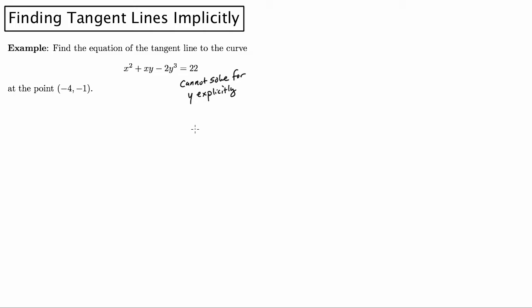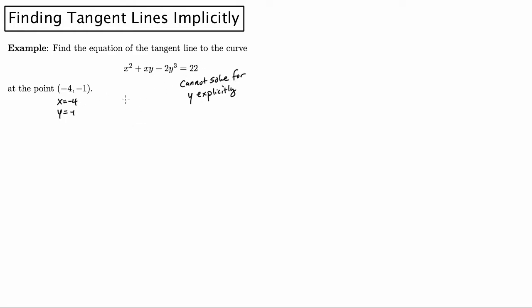So instead, we're going to use implicit differentiation to find the tangent line to this curve at the point (-4, -1). And you can see that this is in fact a point on the curve, because if I let x be -4 and y be -1 and plug it back into this, you should check this for yourself, you will get 22.